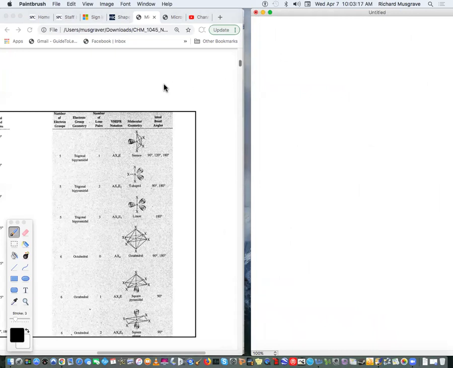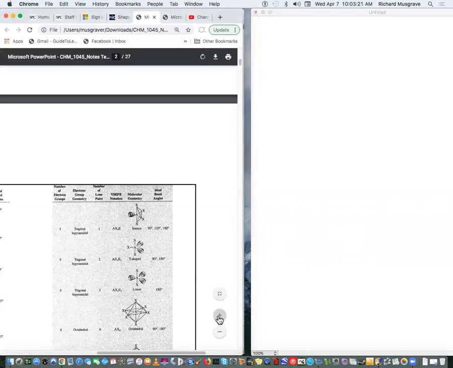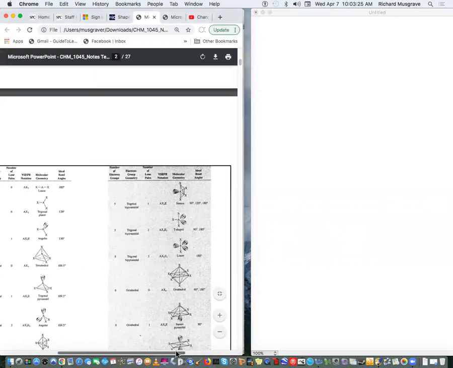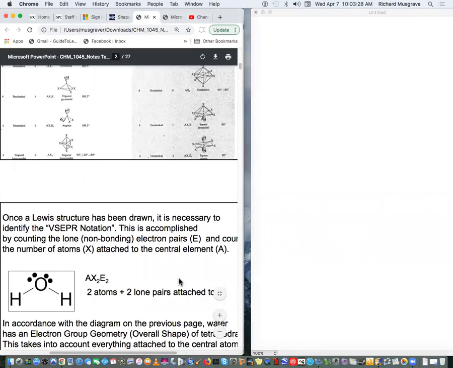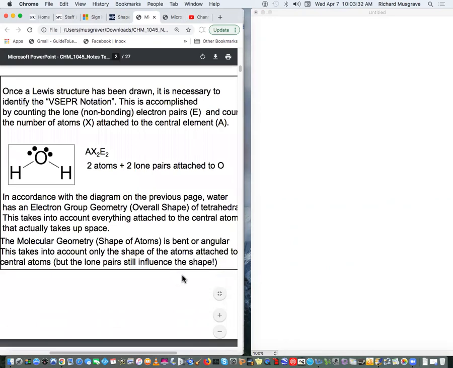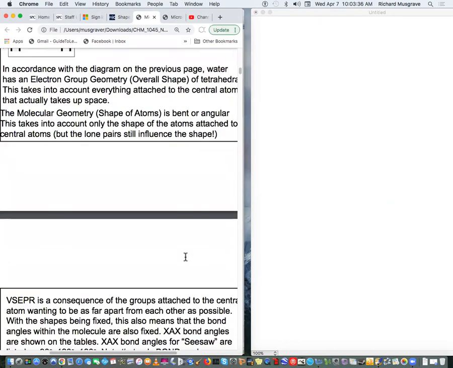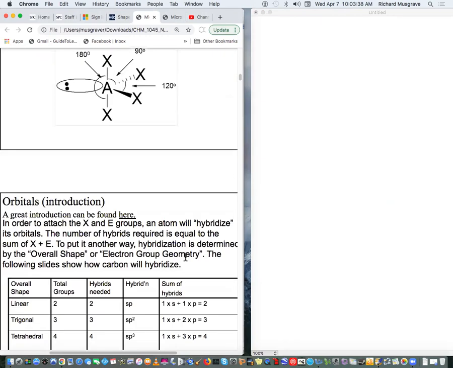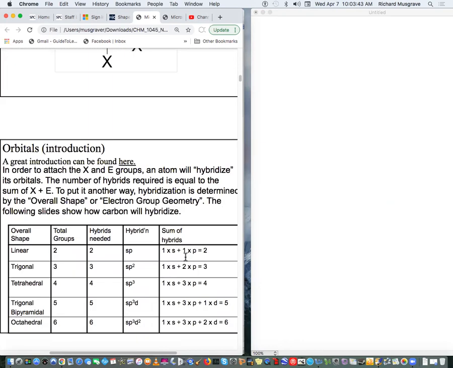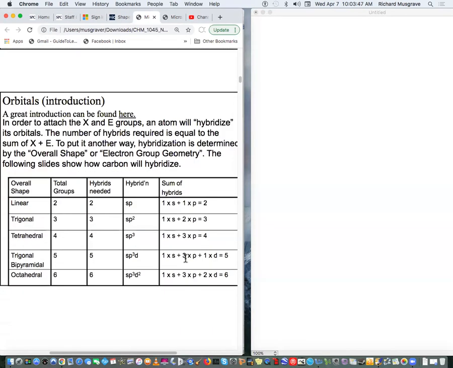Okay, so dipoles. Let's look at what a dipole is first. Okay, dipoles. We haven't done orbitals yet. I'll get to that in a minute. Well, actually, I guess we'll do orbitals now.